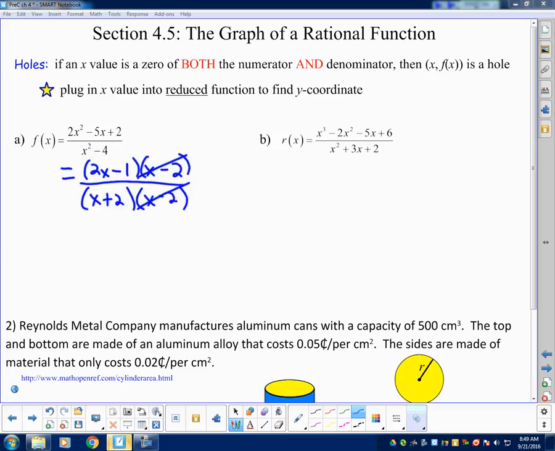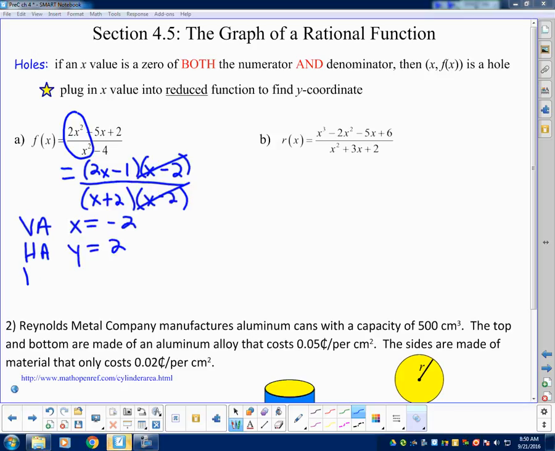So my vertical asymptote is going to be x equals whatever would make the bottom 0 that cannot be canceled out. So x equals negative 2. I usually look at the original problem to identify the horizontal asymptote. It's written in standard form with the leading coefficients being the highest powered terms. 2x squared over x squared reduced to what? Just 2. So y equals 2 is the horizontal asymptote.